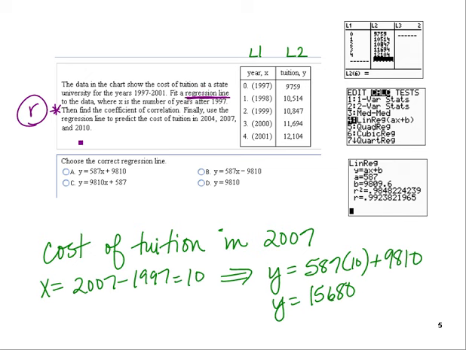Finally, use the regression line to predict the cost of tuition in the years 2004, 2007, and 2010. So where you have to start is you have to begin by entering these values into the calculator. I've already done some of these for you because I was having problems with this recording and it wouldn't allow me to do all of this.